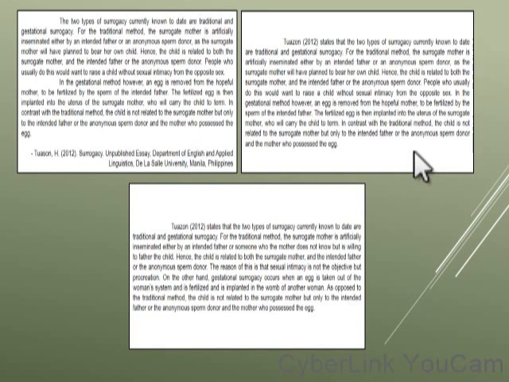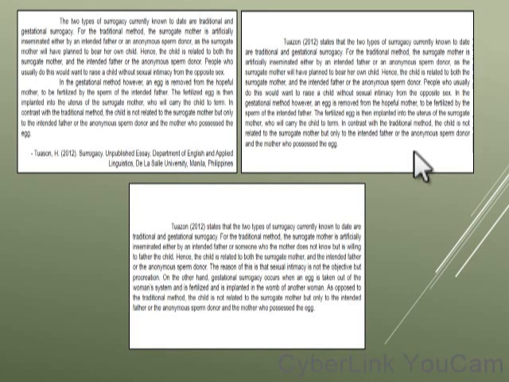Second one. Watson, 2012, states that the two types of surrogacy currently known to date are traditional and gestational surrogacy. For the traditional method, the surrogate mother is artificially inseminated either by an intended father or an anonymous sperm donor, as the surrogate mother will have planned to bear her own child. Hence, the child is related to both the surrogate mother and the intended father or the anonymous sperm donor. People who usually do this would want to raise a child without sexual intimacy from the opposite sex.